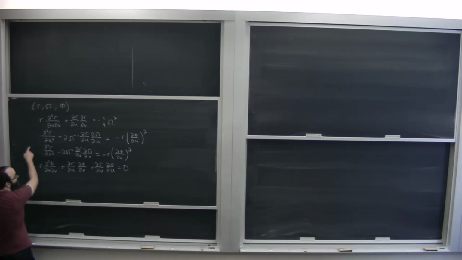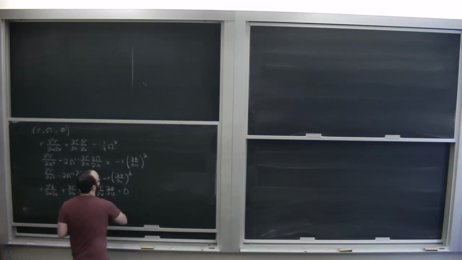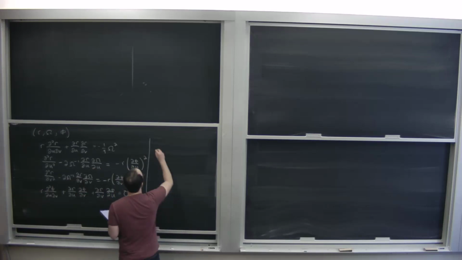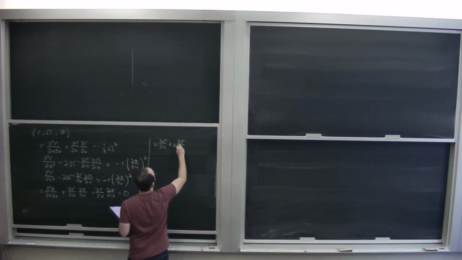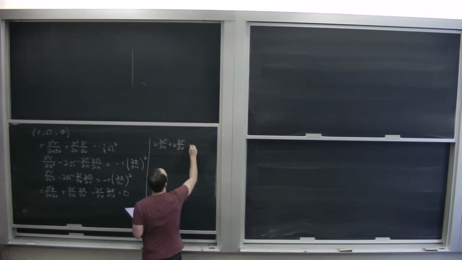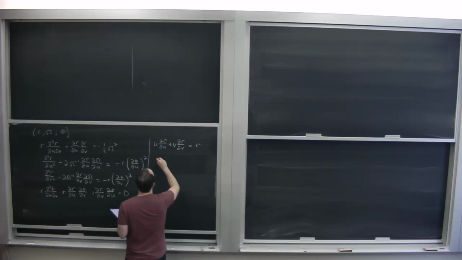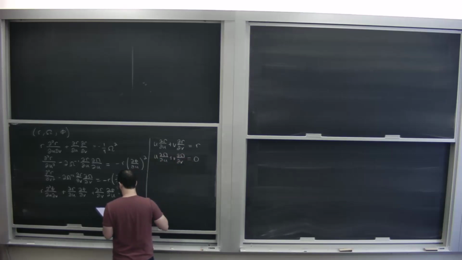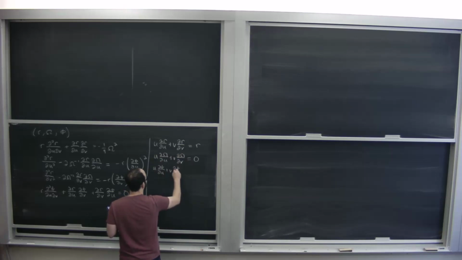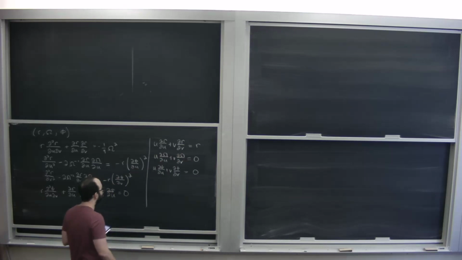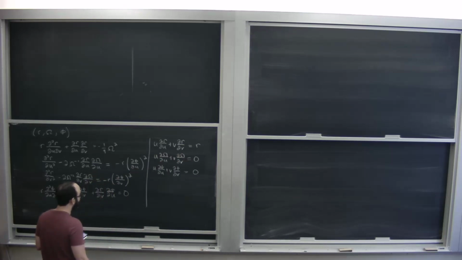So these are the equations, and then under self-similarity, we have u du v d this equals r, this equals 0, and this also equals 0. All right, that's that.